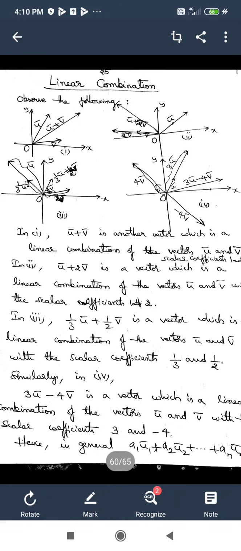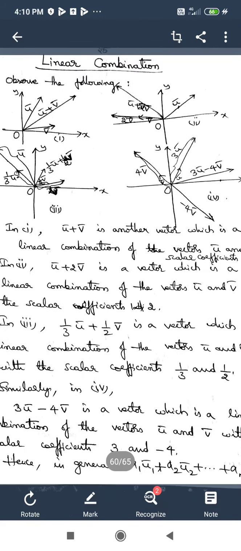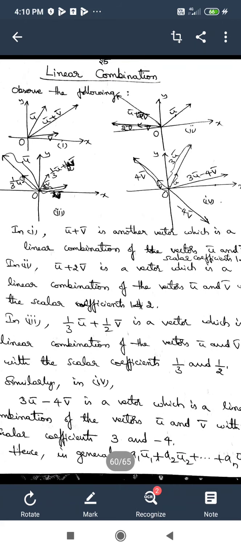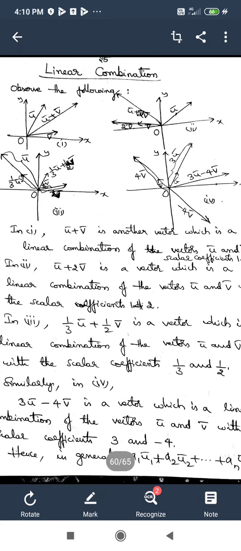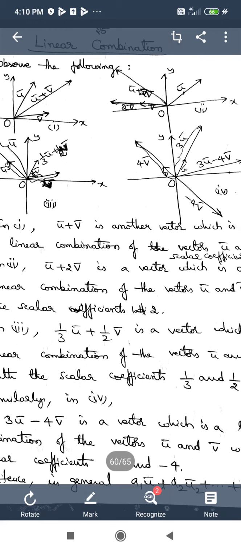To orient into the topic of linear combination, I have made some examples to give to you, and this is just for understanding. Just observe the following. There are some figures.